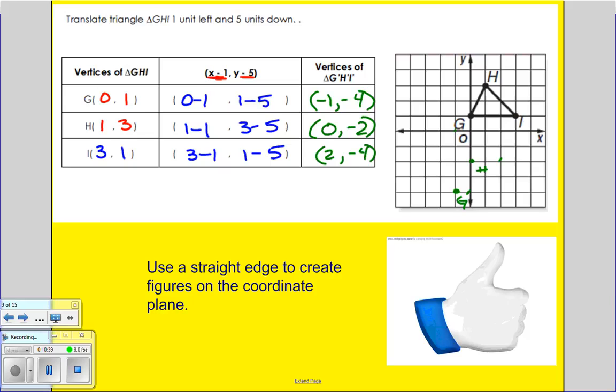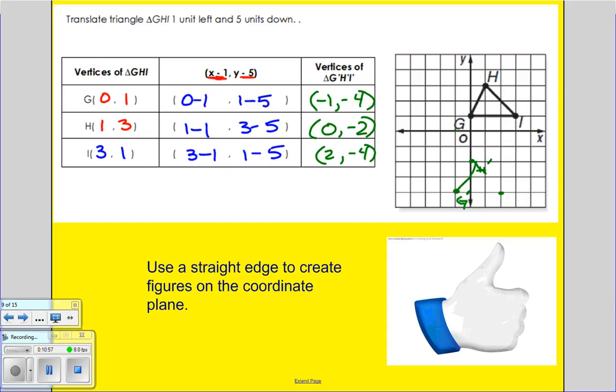And then make that a little closer to my H. And then I prime is going to be at positive 2, negative 4. So 1, 2, 1, 2, 3, 4. It's always left and right. It's always run before you rise.